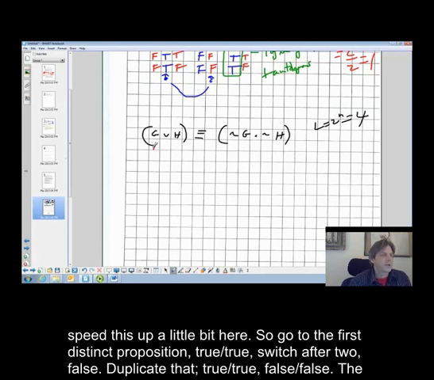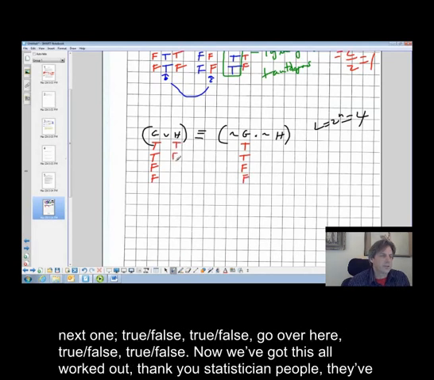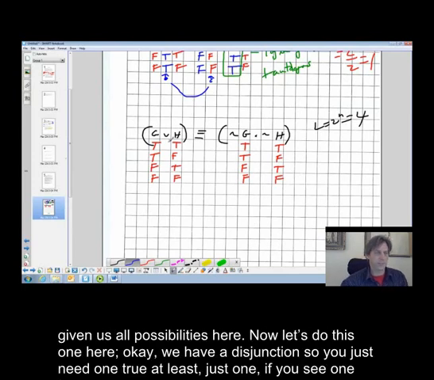So go to the first distinct proposition, true, true, switch after 2, false, false. Okay, duplicate that. True, true, false, false. Okay, the next one, true, false, true, false. Go over here, true, false, true, false. Okay, let's change colors here. Now we've got this all worked out. Thank you, statistician people. They've given us all possibilities here.